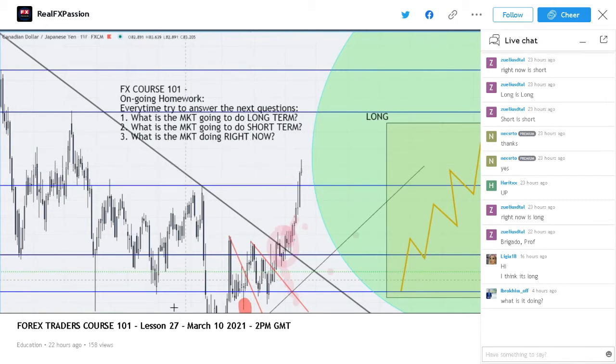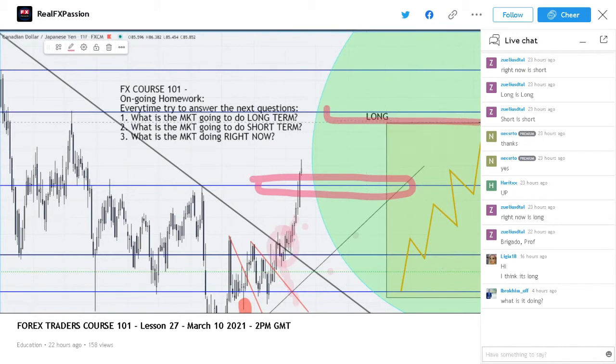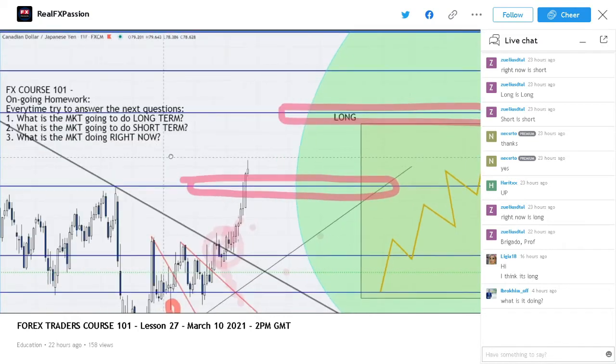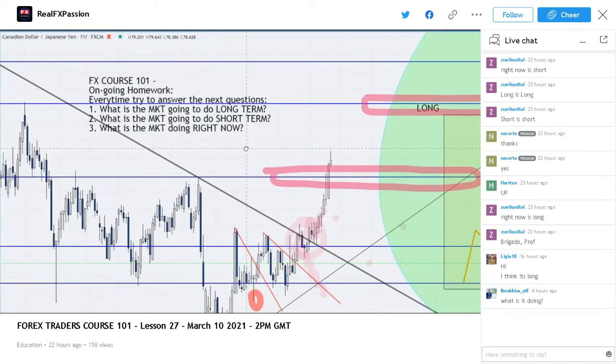Okay, so we're going to apply the same logic. We learned about support, resistance, pivot points, and this blue line, it's an area, and this blue line up in here, it's an area too. So we're going to use the same logic. What is the market going to do short term on the weekly chart? One more time, we are going to see if the market is going to retrace on the weekly. We are going to see a change in the short-term trend.